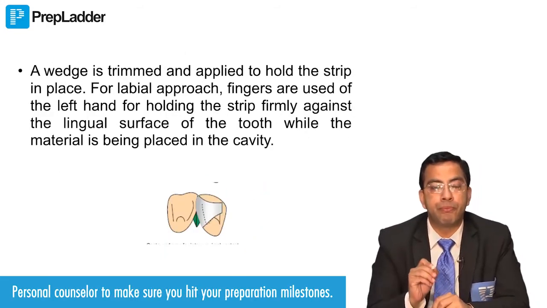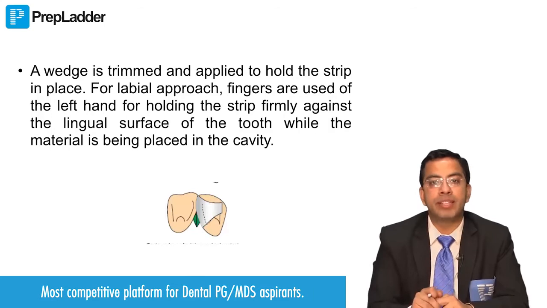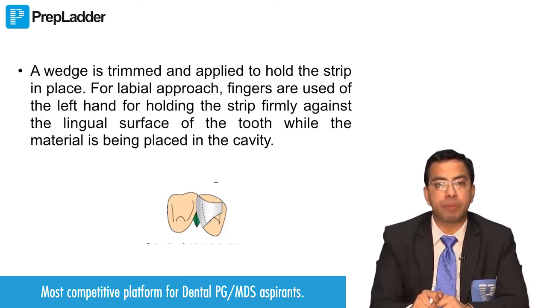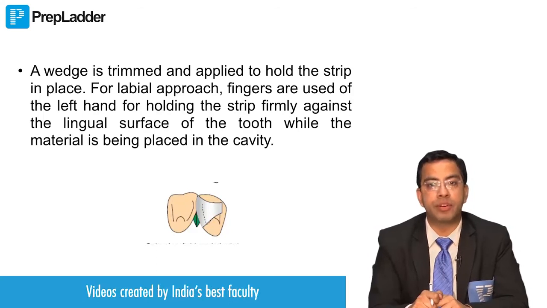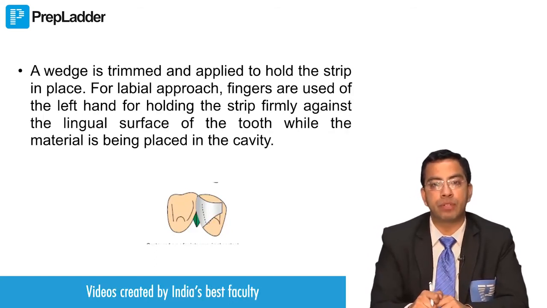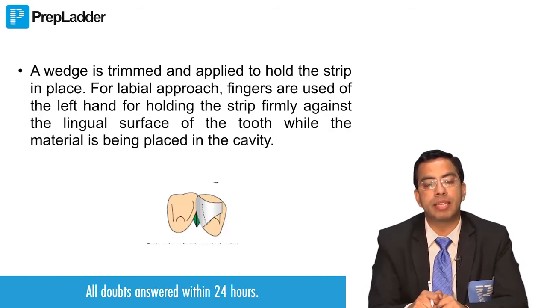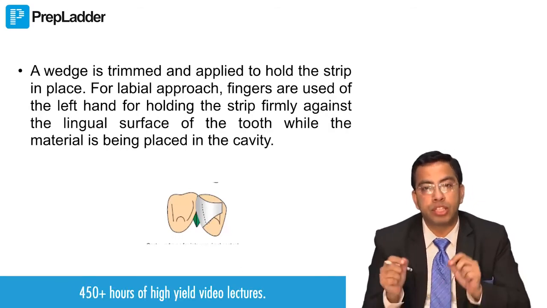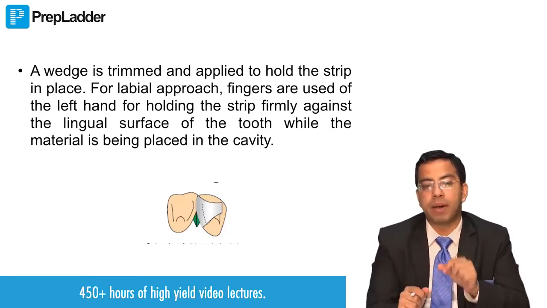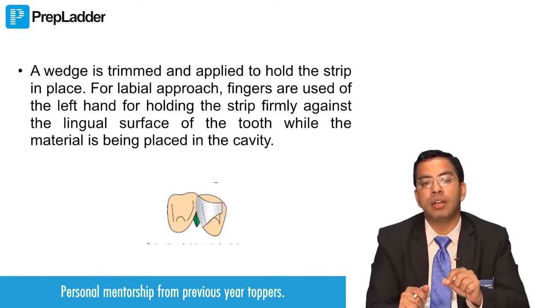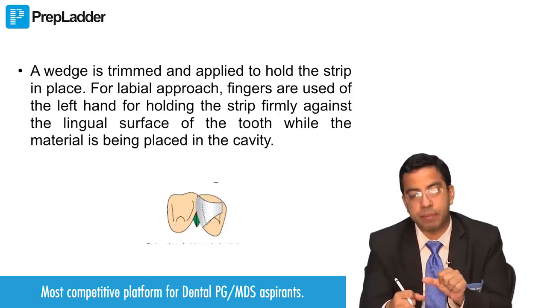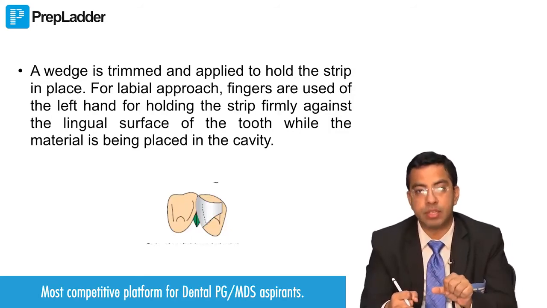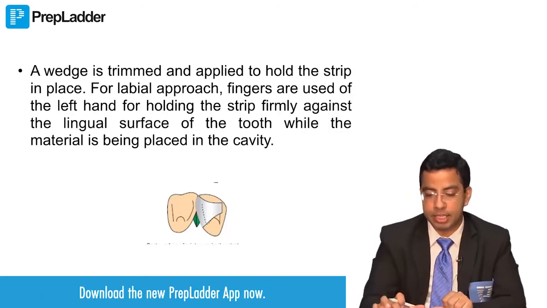Then you place a wedge. A wedge is trimmed and applied to hold the strip in place. For labial approach, the fingers of the left hand are used for holding the strip firmly against the lingual surface of the tooth while the material is being placed in the cavity. So, you secure the matrix band by inserting a wedge, and if you are restoring the tooth from the labial surface, you have to hold the matrix from the lingual surface so that it does not get displaced.